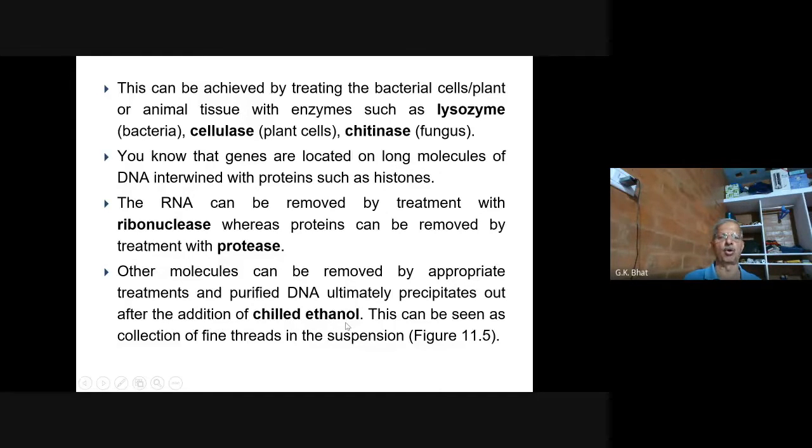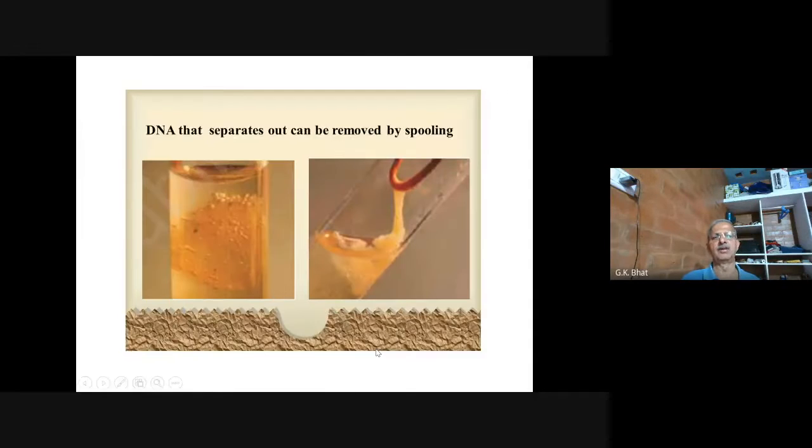of chilled ethanol. Once you treat this cell, whether it's a plant cell, fungal cell, bacterial cell, whatever it may be, with these enzymes, all other macromolecules get dissolved, they get digested, and you will get a pure DNA. And this pure DNA precipitates when you put it in chilled ethanol. This can be seen as a collection of fine threads in the suspension. So this is what is done.